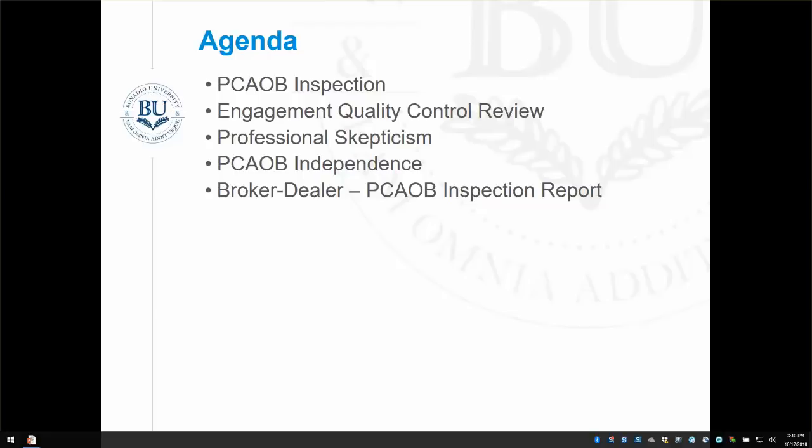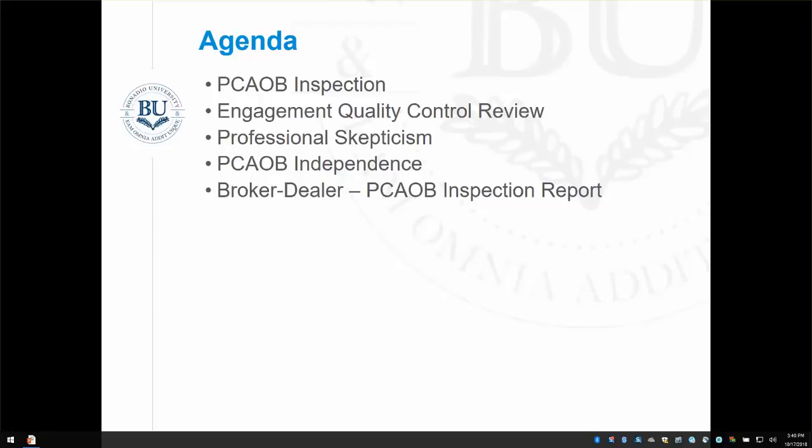We'll also spend some time on professional skepticism. It's always at the forefront of the PCAOB's mind and the SEC's mind that as auditors we need to be diligent and definitely challenge our clients in the assumptions that they are making. So we'll spend some time looking at that, SAP 10 as well.